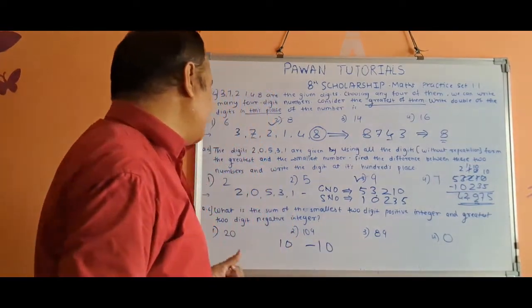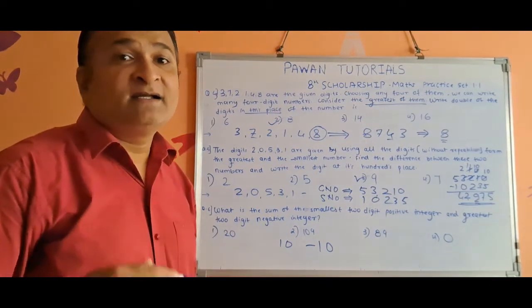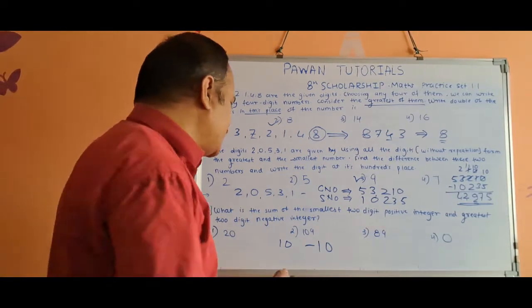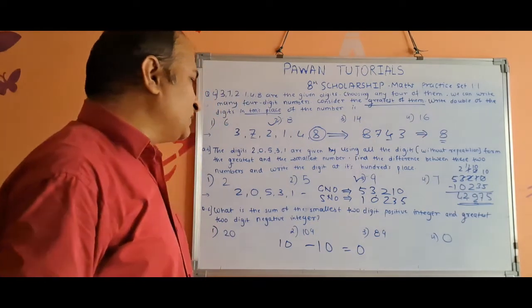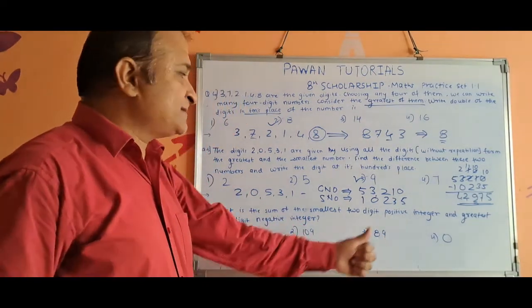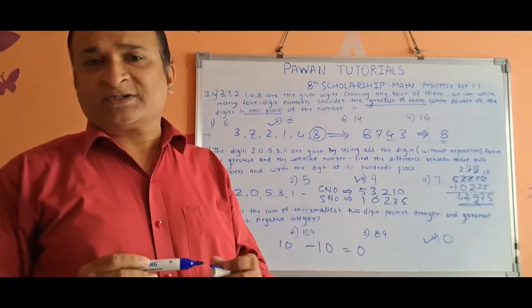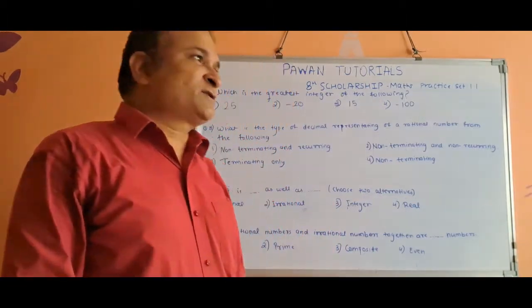So students, they have asked us to get the sum of these. You very well know that 10 and minus 10 are opposite numbers and the sum of opposite numbers is 0. So 10 plus minus 10 is equal to 0. So our answer is 0, which is there in which option, students? Yes, it is there in option number 4. Understood, students? Yes.